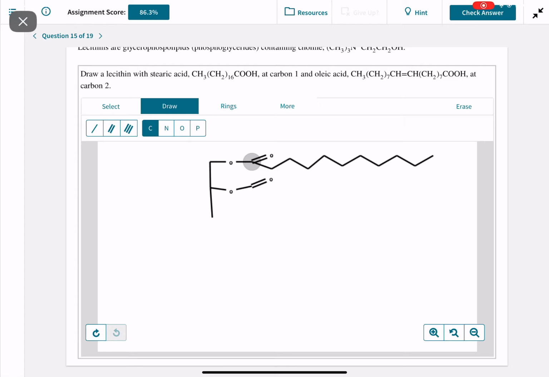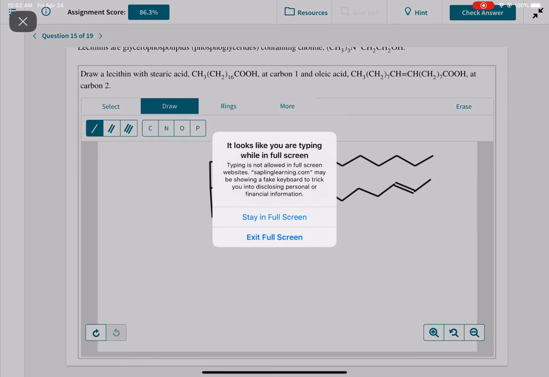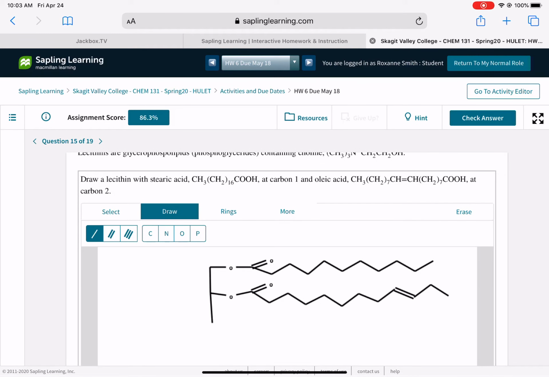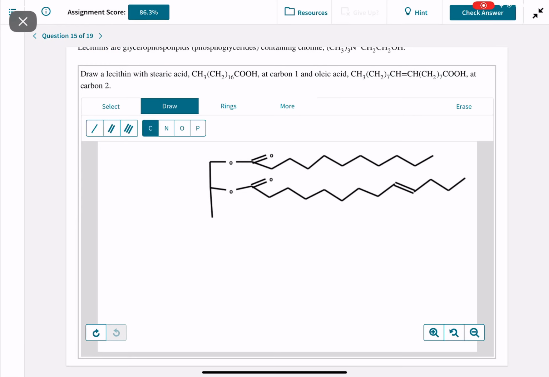Carbon number 2, it says it wants oleic acid, and it gives you the formula for that. CH3, CH2 7, CH double bond CH, CH2 7, COOH. Here's your COOH, this guy right there. You need 7 CH2s, which are these guys, and I will put all of those in. So there's 1, 2, 3, 4, 5, 6, 7 CH2s. Then you need a CH double bond CH. So here's our CH double bond CH. Now you're going to need 7 more CH2s. You're going to have to count 7 more of these guys and then 1 more CH3 at the end.